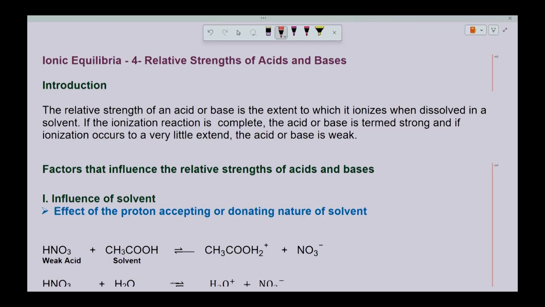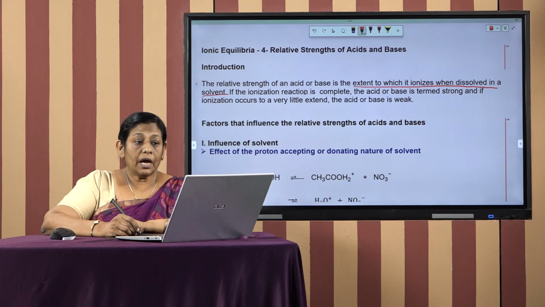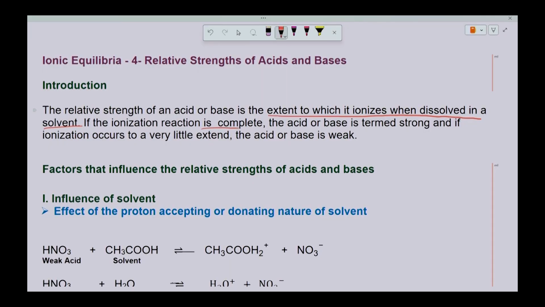Now, the relative strength of an acid and base is considered as the extent to which it ionizes when dissolved in a solvent. How far it ionizes. If the ionization reaction is complete, that is, they are completely converted into ions, we call that acid or a base to be strong. This we have seen in the earlier session. And if ionization occurs to a very little extent, we call that acid or a base to be weak.